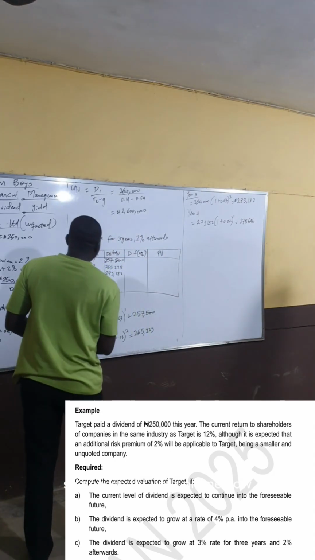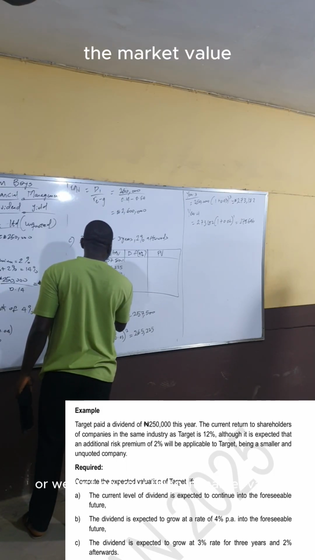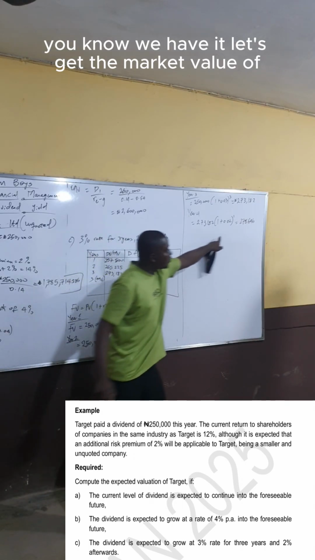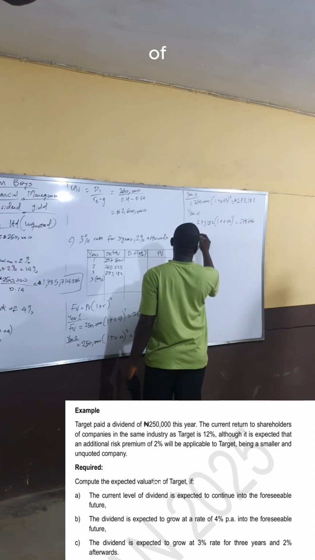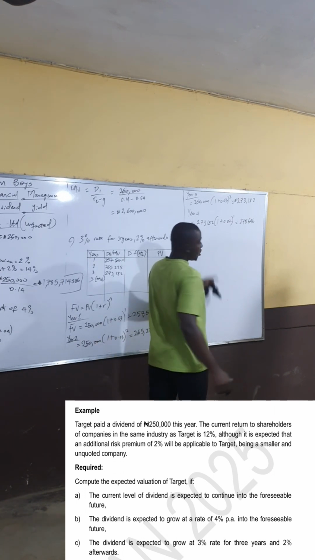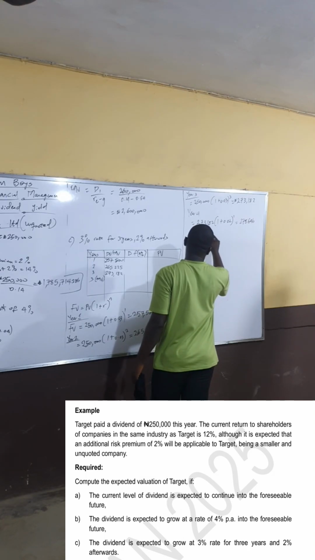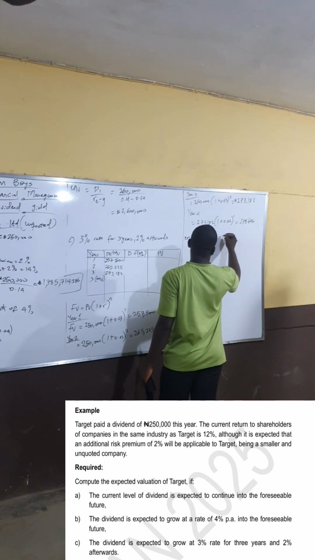3. So now, for year 4, the market value is what we will get. Let's get the market value of this dividend. So now the market value of, let's say, year 3 is going to be what? D what? D4.